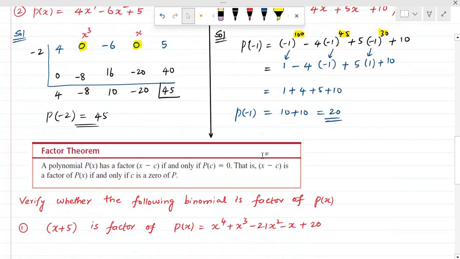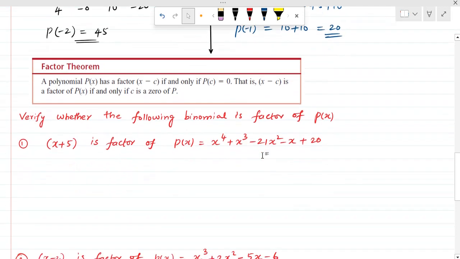Okay. Now the next one is the factor theorem. What does the factor theorem say? If a polynomial has a factor, this is a factor if and only if the remainder must be 0. Always, if the remainder is 0, we will say this is a factor. If it is not 0, we say it does not have that factor. Let us start with the first problem.